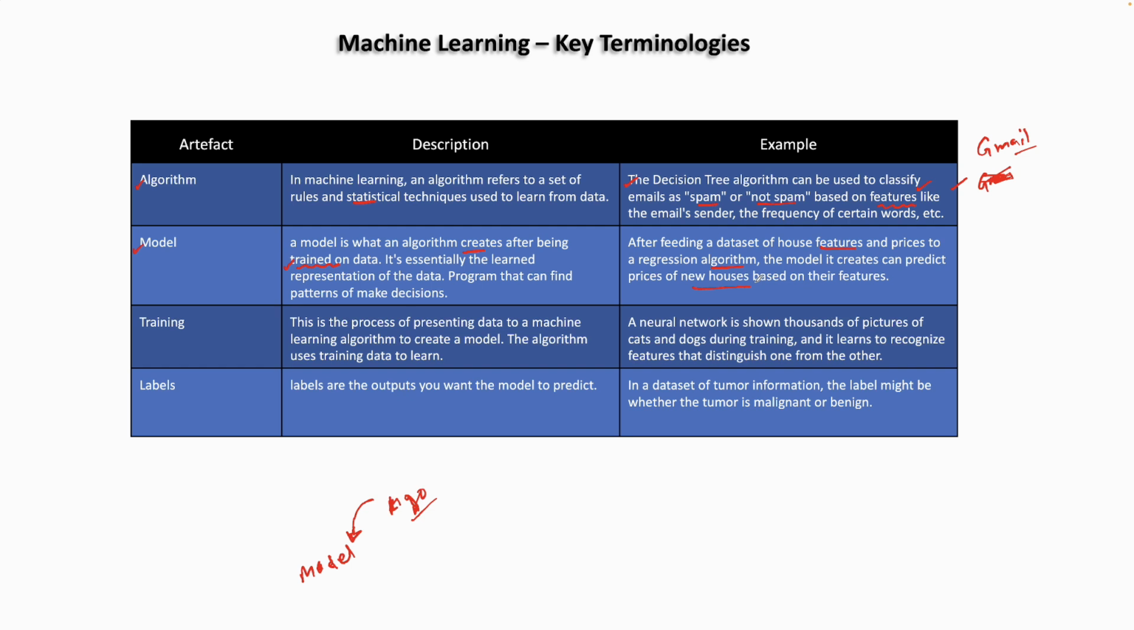So a model is what an algorithm creates after being trained on the data. Please remember that. And it's a program that can help you find patterns to make decisions.